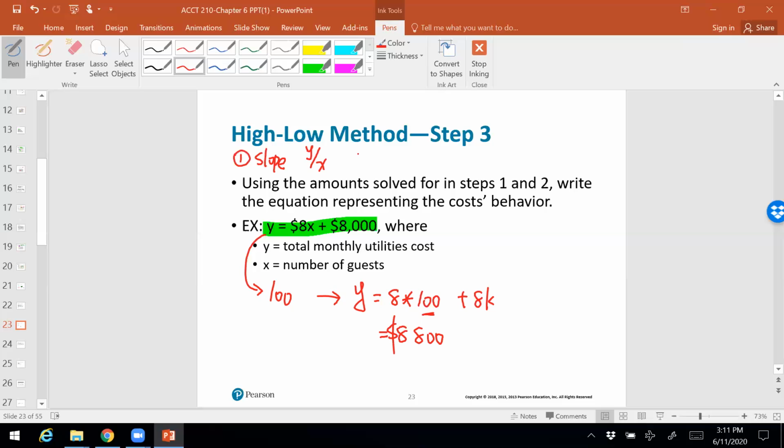The second step is you find your fixed cost. You can either use the high point or the low point. Either one is fine. Then the third one is you get your equation: y equals the slope times x plus the fixed cost. You get the slope from step 1. You get the fixed cost from step 2. So you get this equation, and then you can make a prediction.